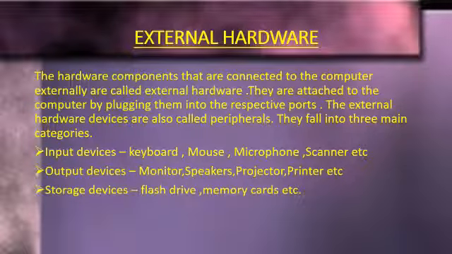We have already covered the first category of hardware, that is internal hardware. Now the second category, external hardware. The hardware components that are connected to the computer externally are called external hardware, which are connected outside the computer. They are attached to the computer by plugging them into the respective ports.